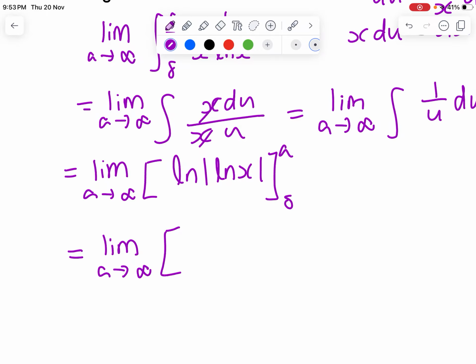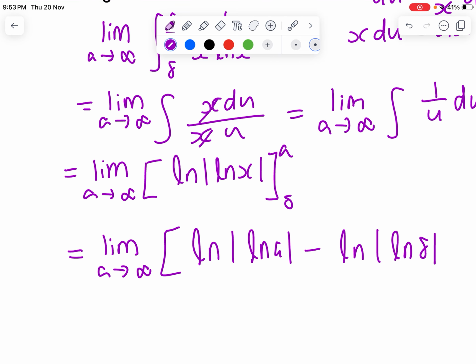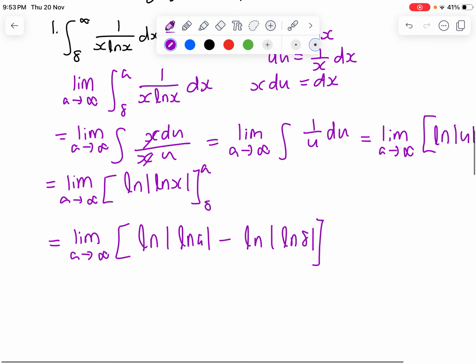We do the same thing, we just plug in the values. So ln of a minus ln of 8. And we will basically want to find out what the limit is. So think about it, as a approaches infinity.